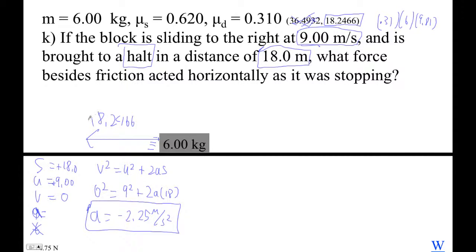18.2466. That guy will be negative, and then there's some unknown force. We just don't know. Which way is it? Is it also acting to the left, or is it acting to the right? Just don't know. Those are our forces, right? So it looks like this, negative 18.2466 plus F is equal to 6 times negative 2.25.